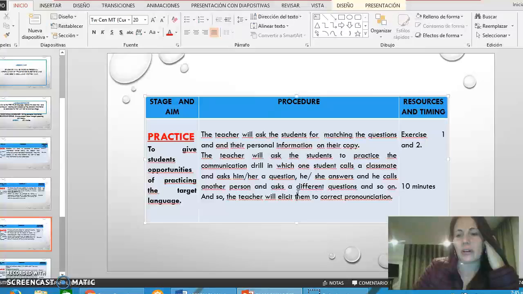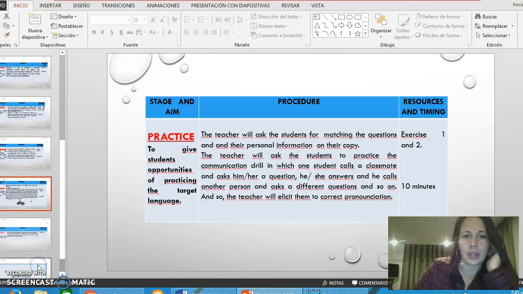I mean, for example, Camilo calls Susana: Susana, please, where are you from? And Susana answers, I'm from Tunja. And Susana calls another person, for example, Michael. Michael, what do you do? And Michael answers, and he calls another person, and so on, while I elicit them to correct pronunciation.